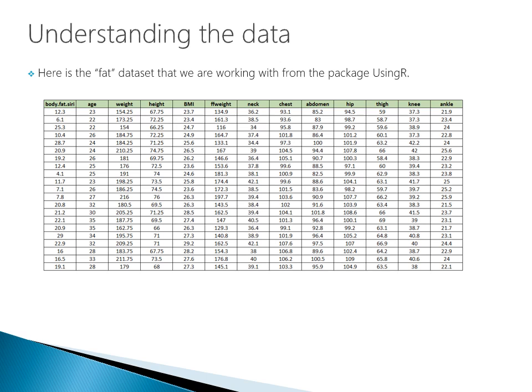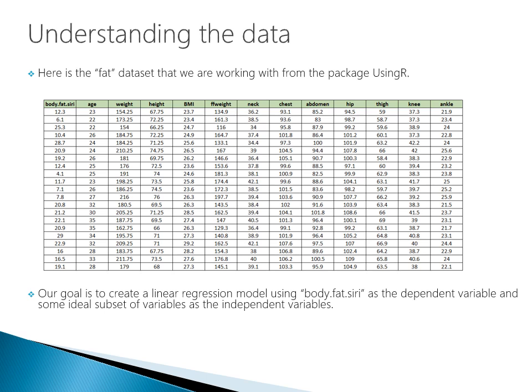We're first going to pull in a data set from a package in R called UsingR. The data set is called fat. One thing before we begin: I did a little data munging where, if I had any nulls in the data set, I removed those observations. If you're going to try to reconstruct this example, just understand that I also performed that step. Our goal is to create a linear regression model using body fat as the dependent variable and some ideal subset of variables as the independent variables.